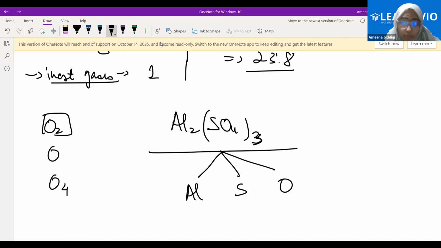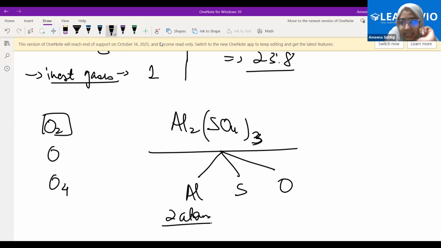This is the ratio or proportion by number of atoms. Please be careful about it, right? As in water, in one molecule, we had two hydrogen atoms combining to one oxygen atom. So in this one molecule of aluminium sulfate, how many aluminium atoms do we have? Two.